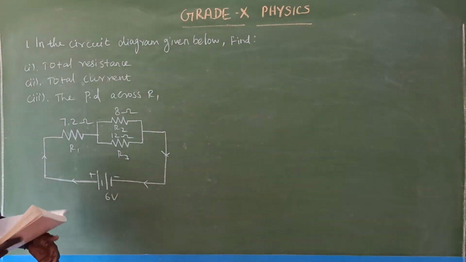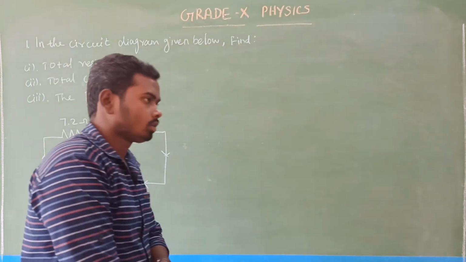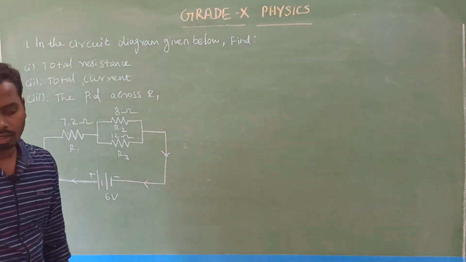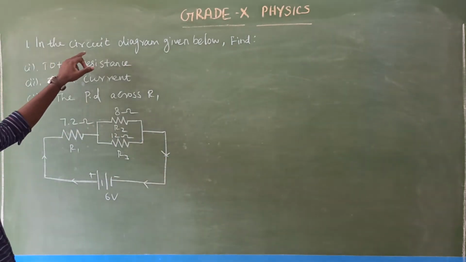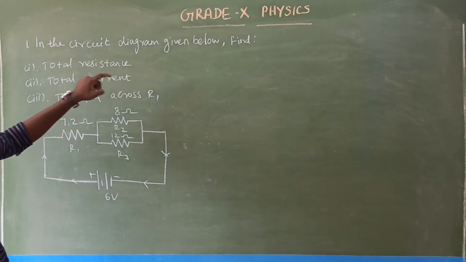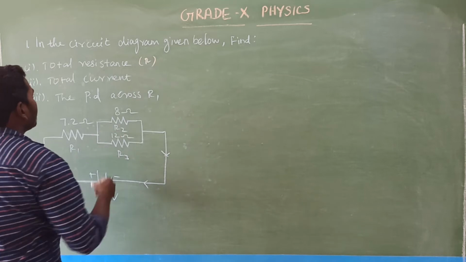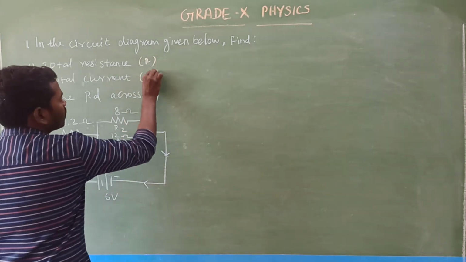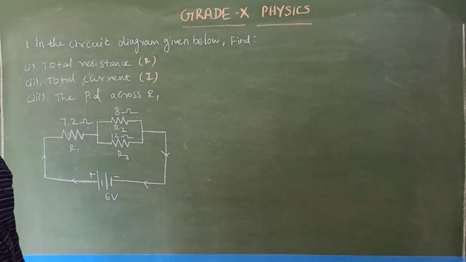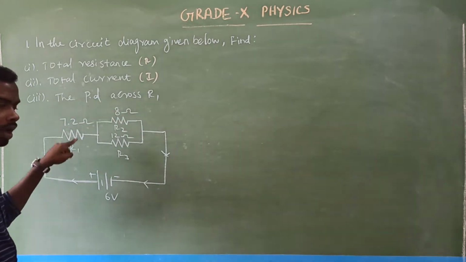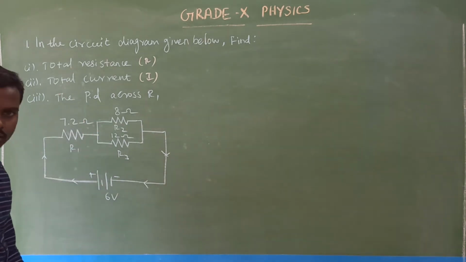Look at here, students. The first numerical, which is based on resistors in series combination and parallel combination: in the circuit diagram given below, find the total resistance R and total current I, then the potential difference across R1. Where is R1? R1 is here, R2 is there, and R3 is here. Okay, so this is a circuit, isn't it?